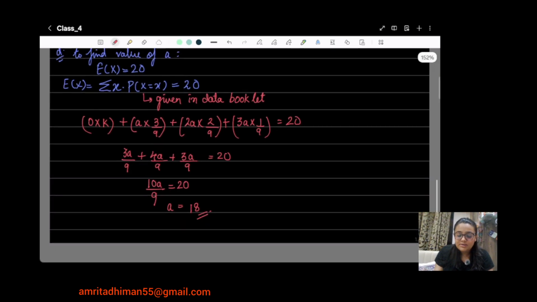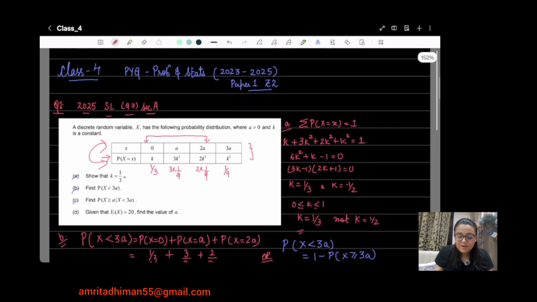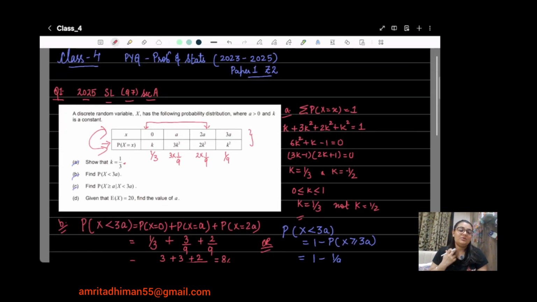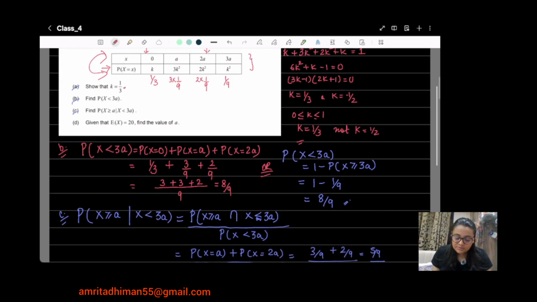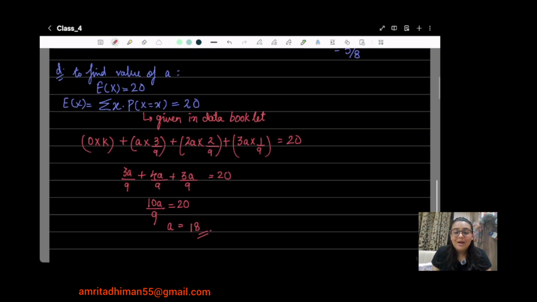So this is question number 1. It's very easy, and this is a question from SL. Even you will get this type of question in HL also. Now question number 2.